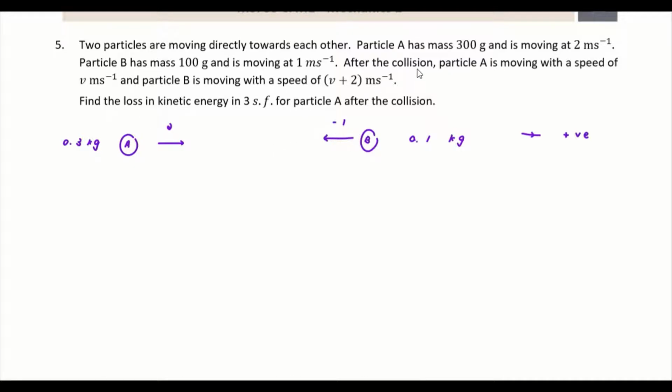After the collision, particle A is moving with a speed of v meter per second. We can write at the bottom to indicate that this is after the collision. So we have v, and this is v plus 2. Find the loss in kinetic energy in 3 SF for particle A after the collision. By looking at v and v plus 2, you know that they are not going to coalesce together.